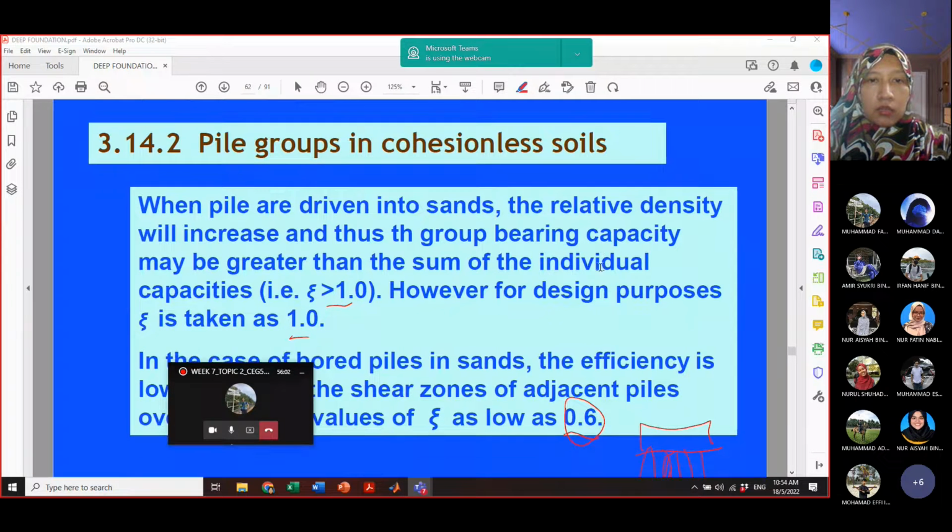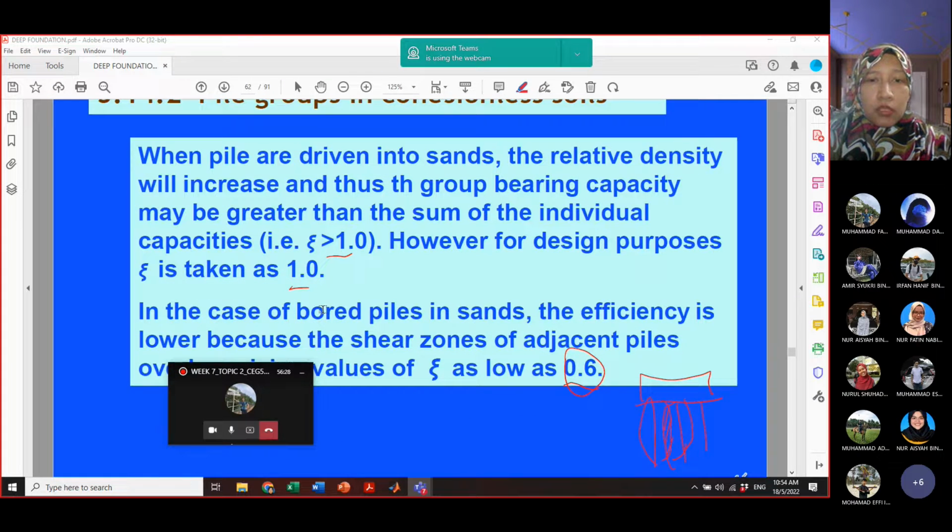Okay, how about piles in cohesionless soil? So piles in cohesionless soil, it depends on the design purpose. Ada yang considered as one efficiency ataupun ada yang ambil lebih daripada satu. So piles driven into soil, dia bergantung kepada relative density. Ada relative density increase dengan group bearing capacity. So that's why the efficiency number will be different. And then for piles constructed as bored pile in sand, the efficiency will be lesser compared to driven pile, iaitu 0.6.